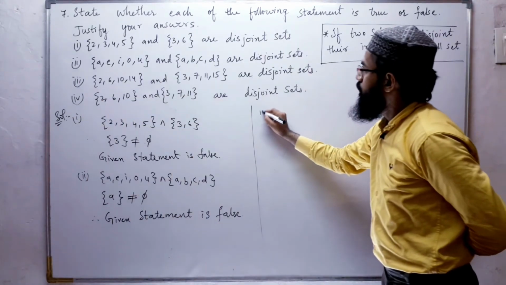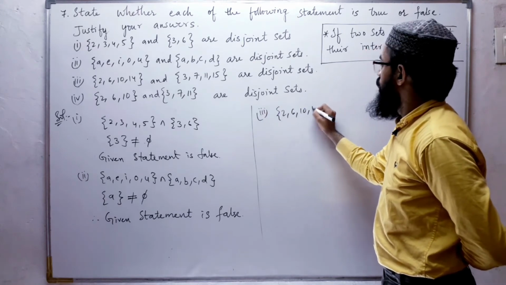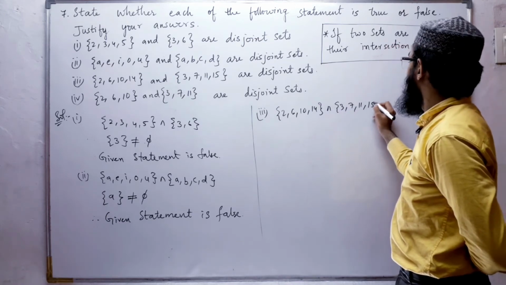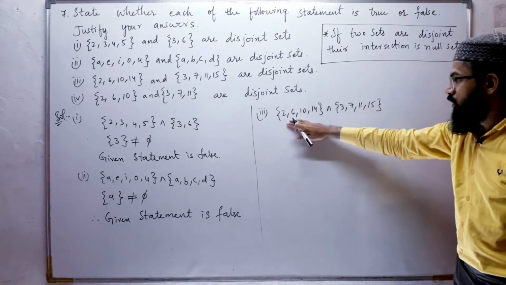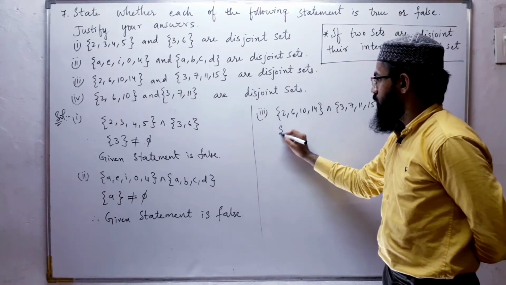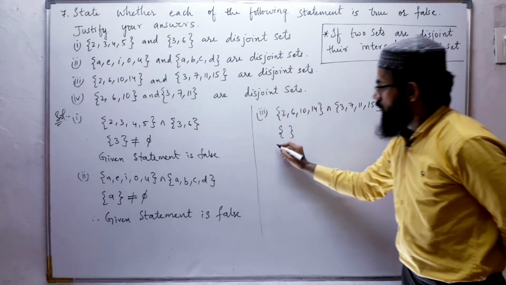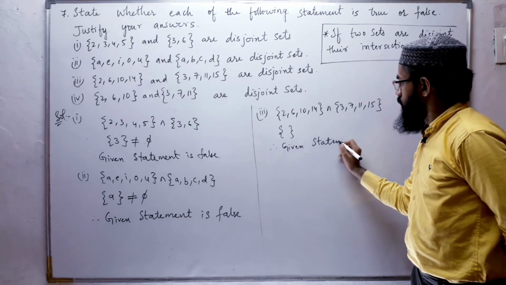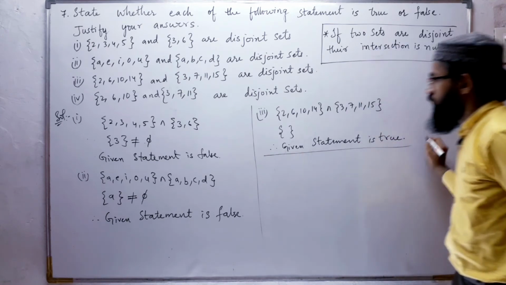Next, let us do the third bit. What is the third bit? {2, 6, 10, 14} intersection {3, 7, 11, 15}. They said that this is disjoint. So is there any element common between these two? No. So the intersection is the empty set. When it is empty, that means it is disjoint. Therefore, the given statement is true.